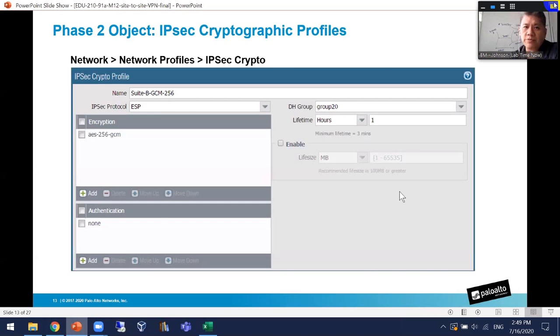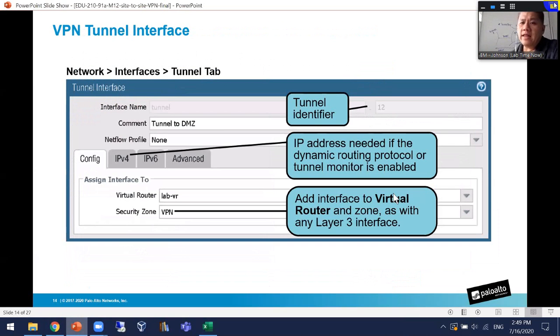So you have the IPSec crypto. Then after that, generally I tell my students, you should be doing this one first. You should be creating the tunnel first. Decide the tunnel, then go and configure all the IKE crypto, IPSec crypto, and the IKE gateway. Decide the tunnel first. So you have the tunnel.